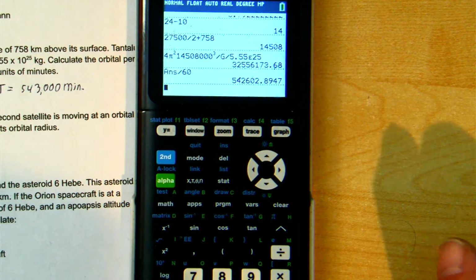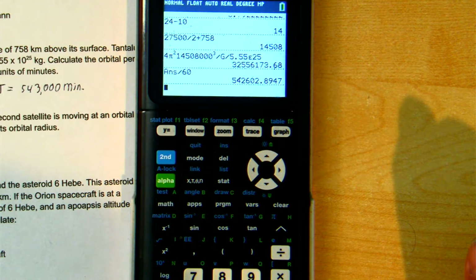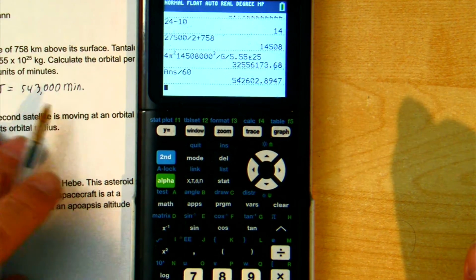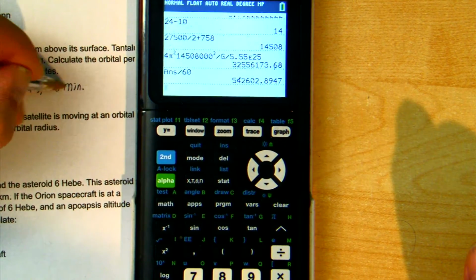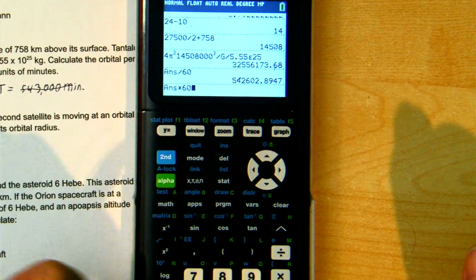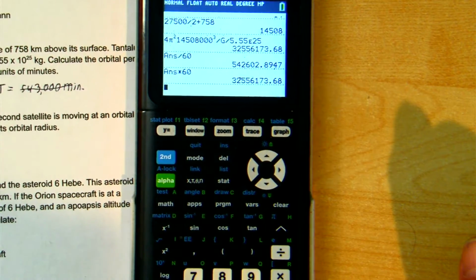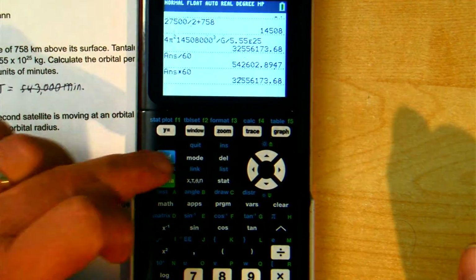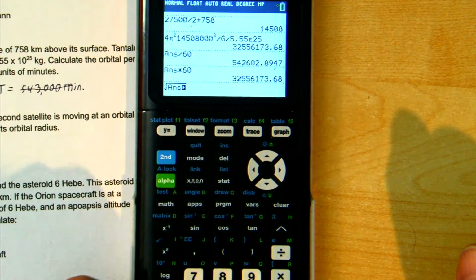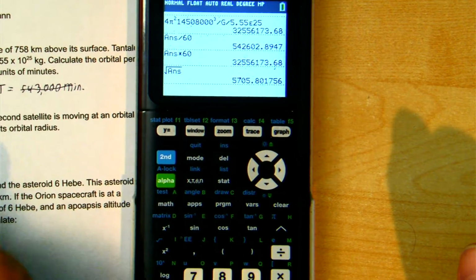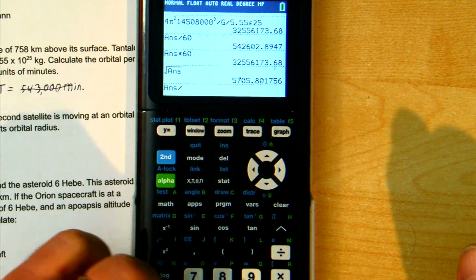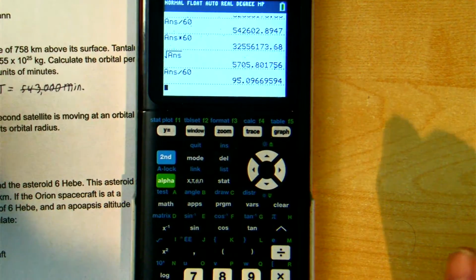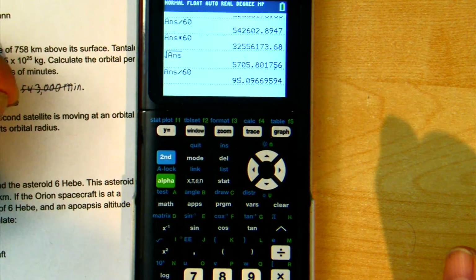Interesting. And that's because I forgot to take the square root of everything. So this is wrong. Multiply by 60. And first take the square root of everything. Then divide it by 60. This is a much more reasonable result. 95.1 minutes.